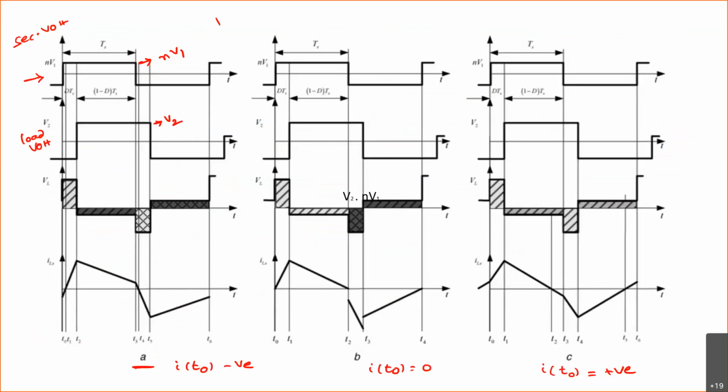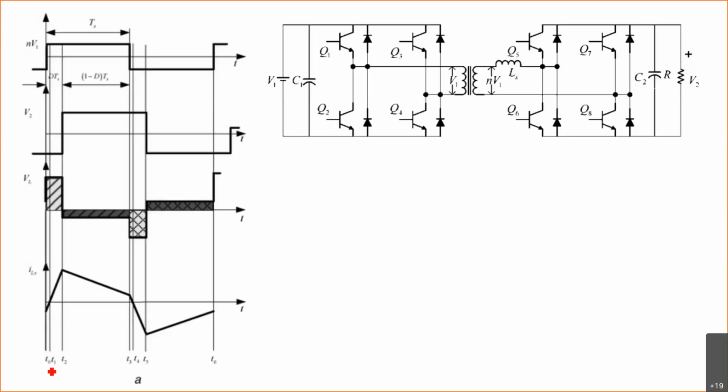So in the first case, this is the first case we are talking about. The initial inductor current IL at t0 is less than 0, so that means it starts here. Here, which switches are conducting?